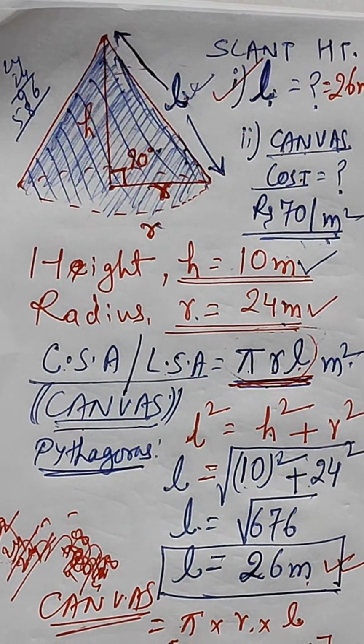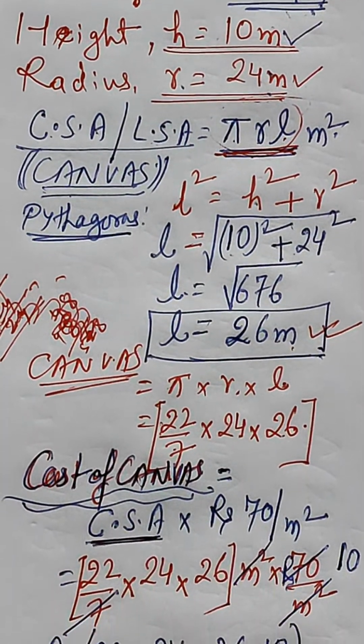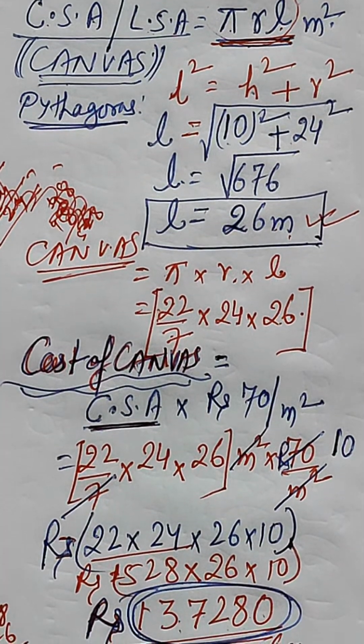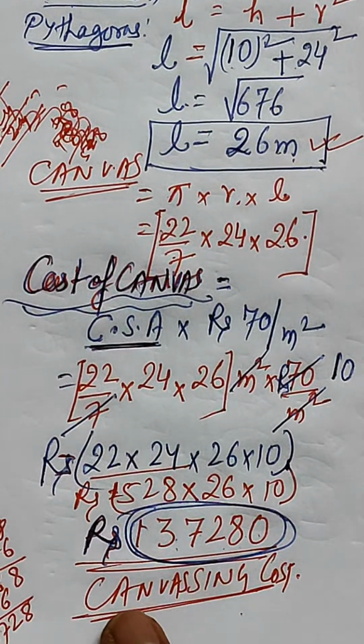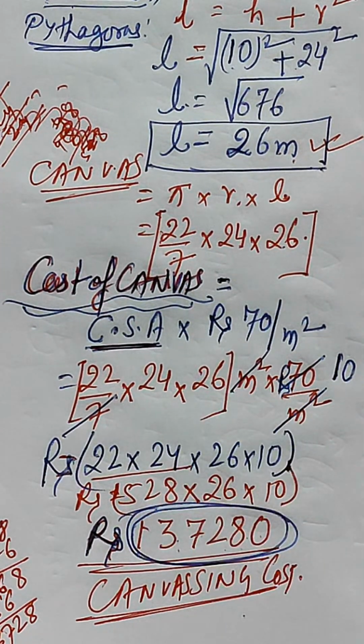Okay. So this is a very simple question, and I have explained the steps very clearly over here, so that if I am sliding the page, you can easily see it. So this much amount is calculated as the canvassing cost, and in this way we have solved this question. Thank you so much. Bye bye.